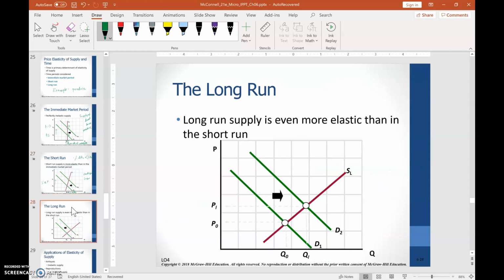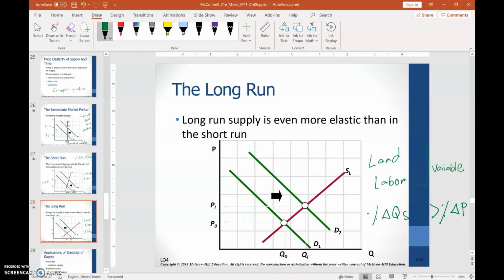Now take a look at the long run here. In the long run, everything is variable. Say land, labor, fertilizer, equipment. So all the factors of production are variable. Over here the supply curve is very elastic because the percentage change in quantity supplied is greater than the percentage change in price of the product.